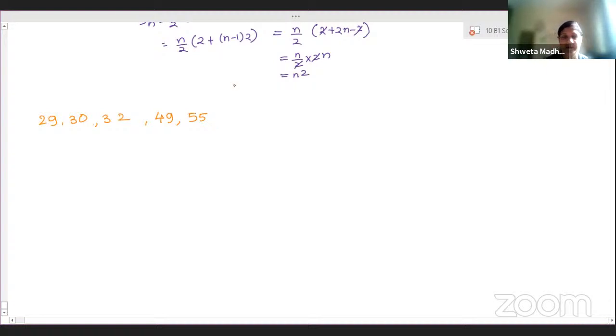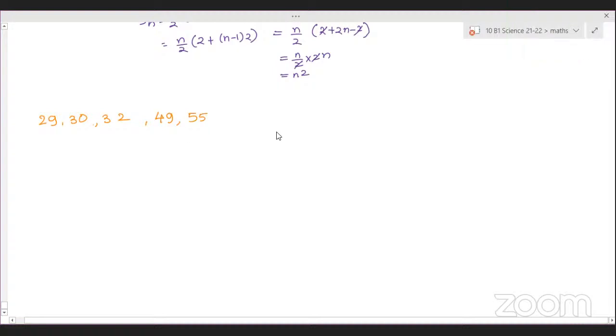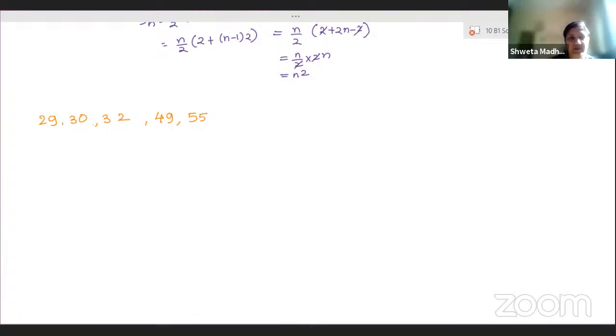No? Okay. Ma'am, in the 49 question, I'm getting n square by 2, but the answer is n square. Let me check. Yes, one by one we will solve. 29th one.